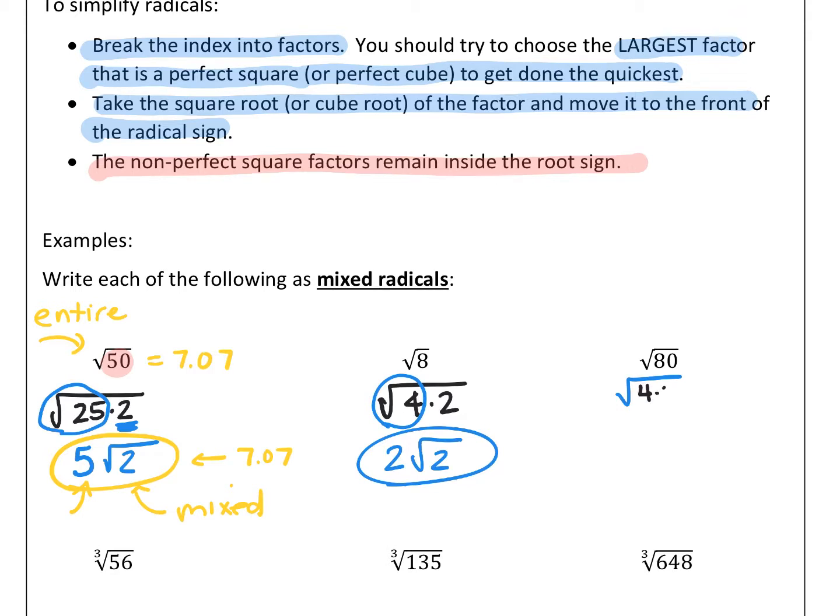If I did 4 times 20, this can come out as 2 root 20. But then 20 still has a factor of 4 that can come out, and that would come out as 2. So then I would have 2 times 2 root 5, which is 4 root 5. Or if I was on my toes a little better, I could have broken this into 16 times 5, and the square root of 16 is 4, giving 4 root 5. You can see either way we get 4 root 5, but you get there much more quickly if you choose the larger factors.